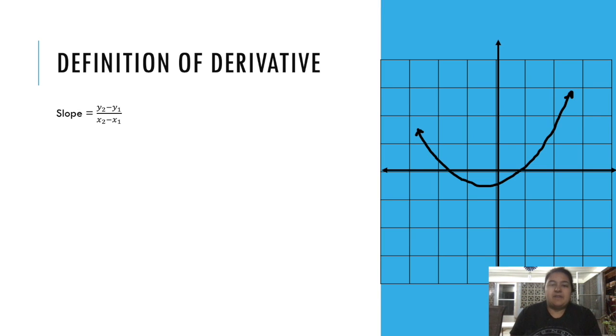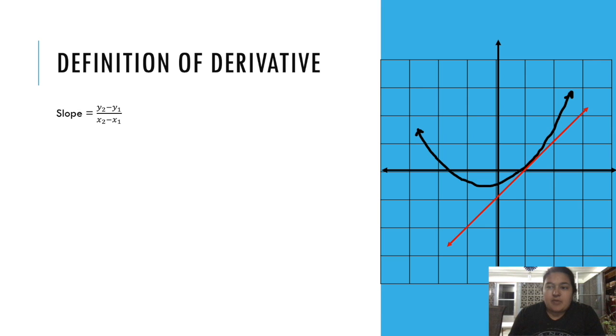Okay, definition of derivative. The definition of a derivative is based off our slope definition, that m is equal to rise over run. That's exactly what this is. So we have our slope as the difference of y's over the distance of x's. Sometimes we call that delta y over delta x, and it means the same thing.